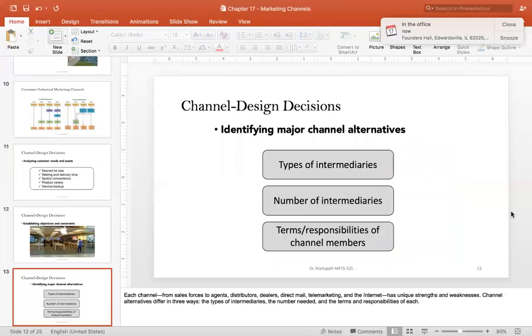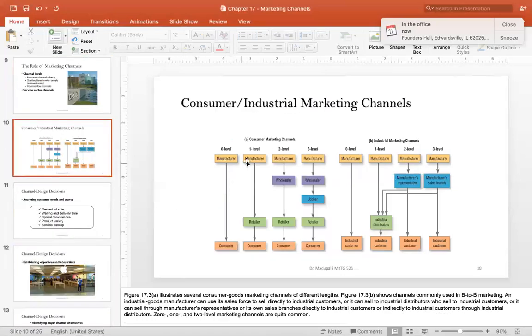And major alternatives need to be decided too. Meaning, fine, I need a channel member, but what are my options? What are the different ways I can come up with different intermediaries I can use, and how many to use? So going back to this, can I go this way? Can I use one? Can I use two? Or even here, I can further expand, right? Even with the 2 level, I can have a retailer, or I can have multiple retailers here. 1, 2, 3, 4, 5. Although it's 2 level, my intensity at the retailer level is high. You understand what I'm saying?